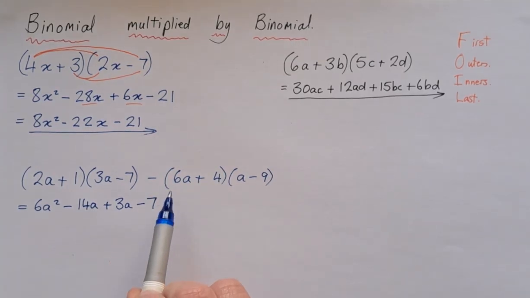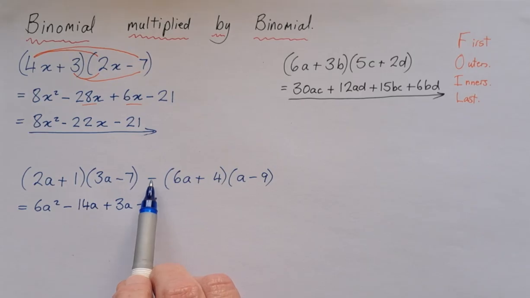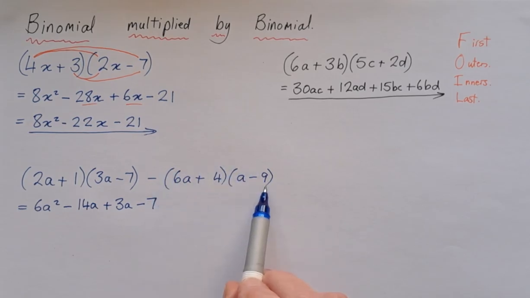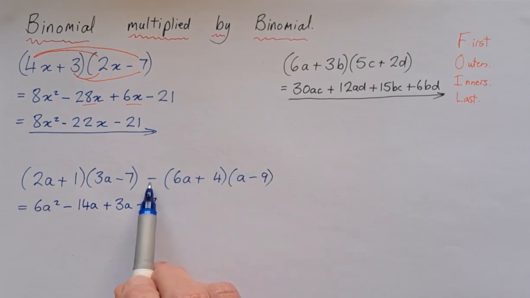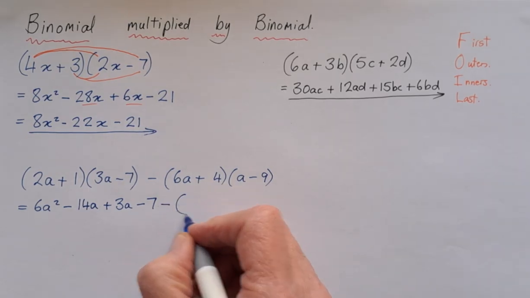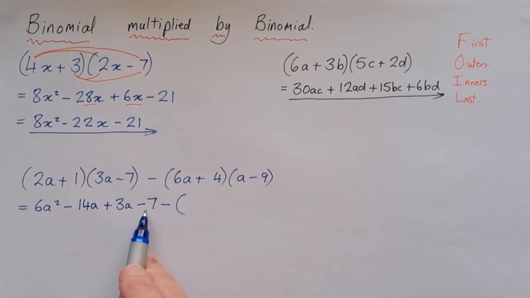So here, I've got to be very careful because this minus sign outside the bracket is going to affect my whole answer that I get from multiplying these two together. So when this situation happens, I would suggest you write minus and you put your answer. So your answer is going to look something like this, but you put that in there first and then you sort out the minus sign afterwards.